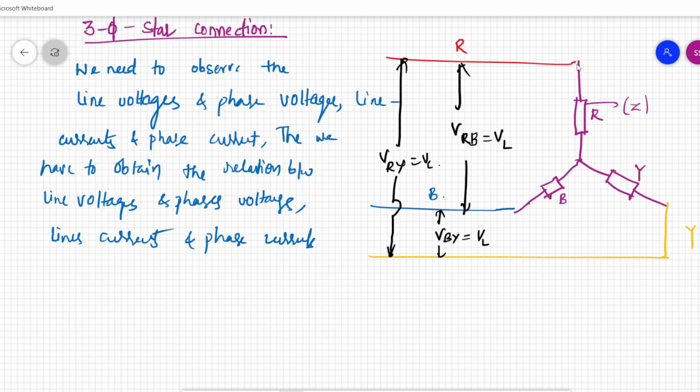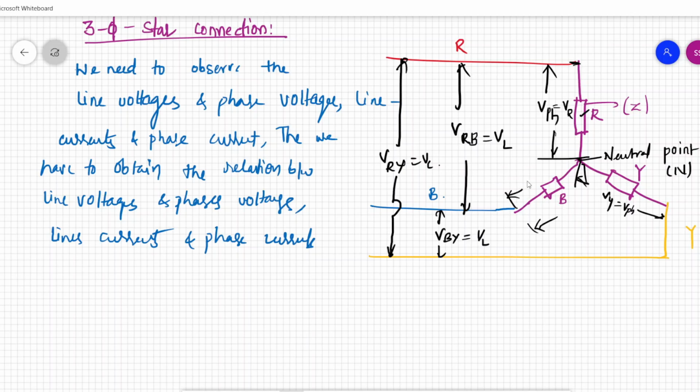And next, what is phase voltage here? So this is neutral point, neutral in star connection, named as N. Okay, so the voltage from one line to the neutral point is phase voltage, right? So this is one phase voltage. Because it is with respect to R phase here, this is VR, and the second one is the voltage between this Y phase and neutral point, VY. This is also phase voltage, and the voltage between this B line and neutral point is VB.